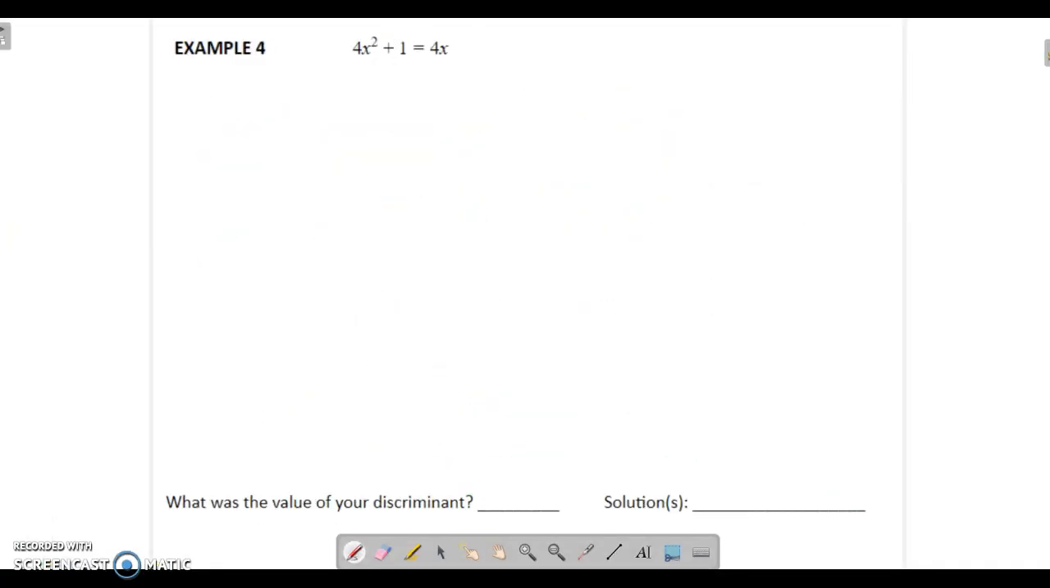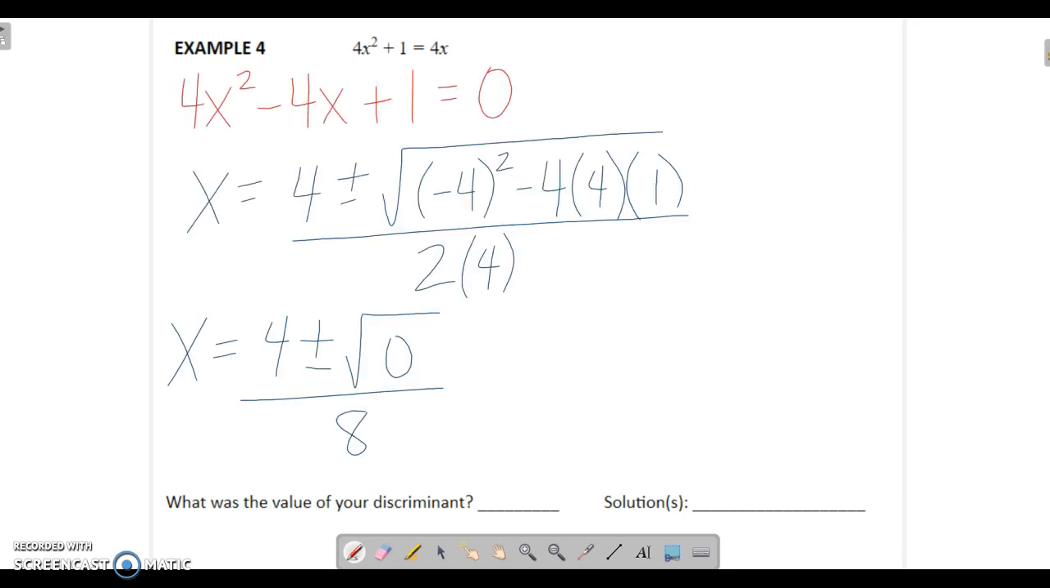Again, I want you to try it on your own first, so pause it, come back, and compare your work to my work. So after it's set equal to 0, you get 4 plus or minus the square root of 0, all of that divided by 8. So the value of your discriminant here is 0, but we know the square root of 0 is 0. So when you're writing your two different versions, 4 plus 0 over 8 and 4 minus 0 over 8, it doesn't matter. Adding and subtracting 0, those are the same things. So no matter what, all you get is 4 over 8. So your answer is 1/2 or 0.5, however you want to write it. So there's only one solution here.